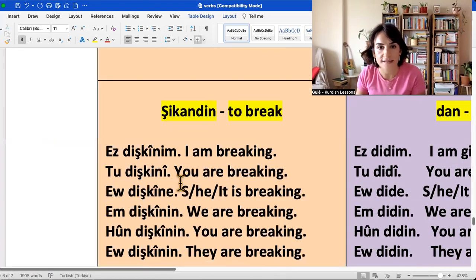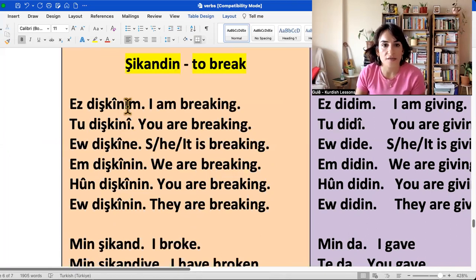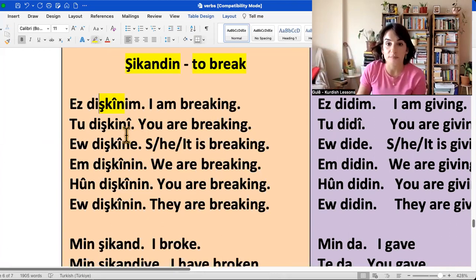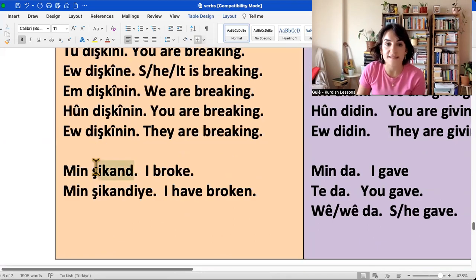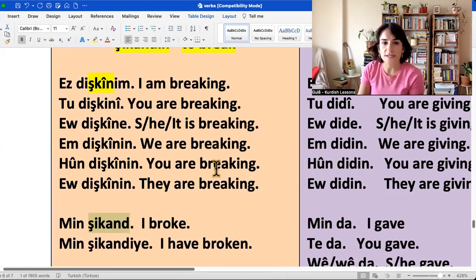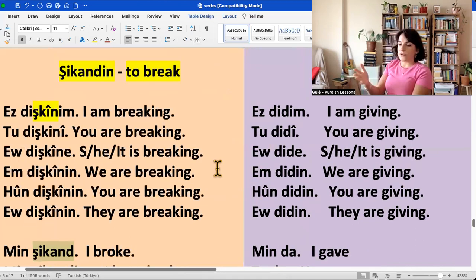So shkanden is to break. Shkin is the present stem. So as the shkinem, to the shkini, out the shkine, and out the shkinen. And past stem is shkand. Min shkand, teshkand, wishkand, wishkand. And perfect, min shkande, teshkande, wishkande, wishkand. So you see, you have to learn present and past stem in any case.